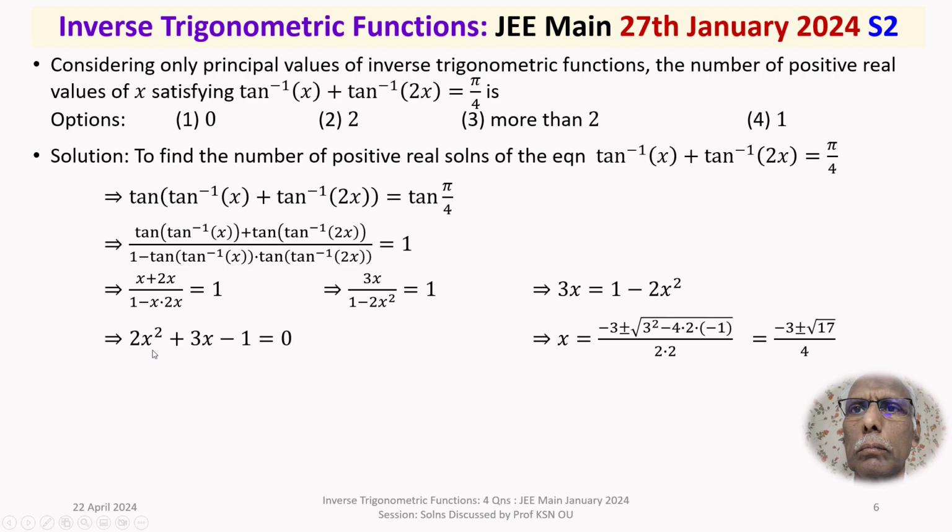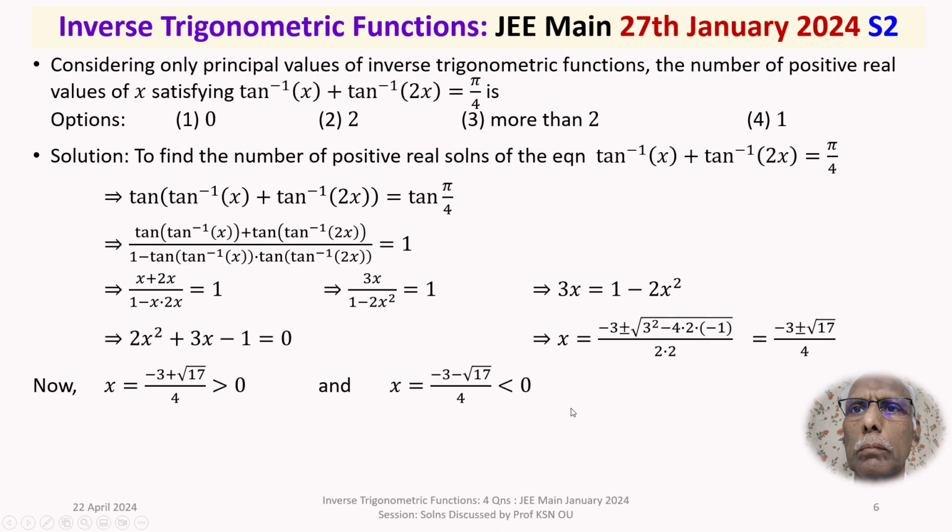It is a quadratic in x, and apply the formula x is equal to minus b plus or minus under the square root of b square minus 4ac by 2a, and you will get the roots as minus 3 plus or minus root 17 by 4. In this, if you take minus 3 plus root 17 by 4, that is positive. Why? Root 17 is little more than 4 and 4 minus 3 is positive. So x is equal to minus 3 plus root 17 by 4 is greater than 0, and x is equal to minus 3 minus root 17 by 4, both are minus, it is negative.